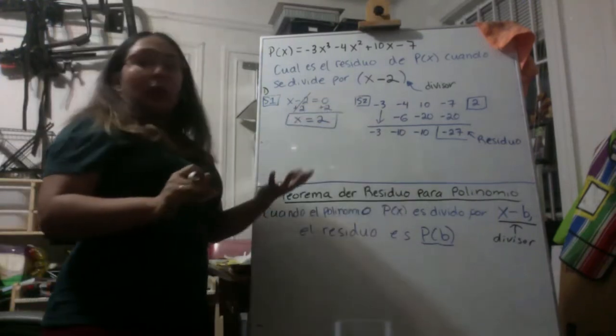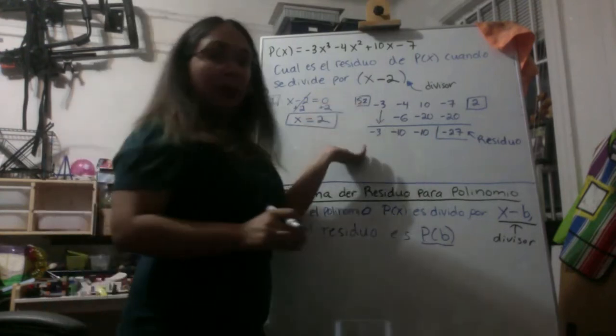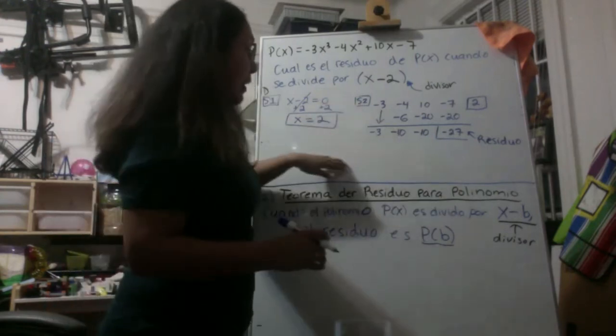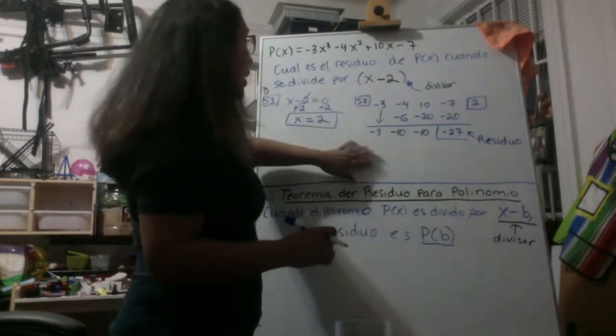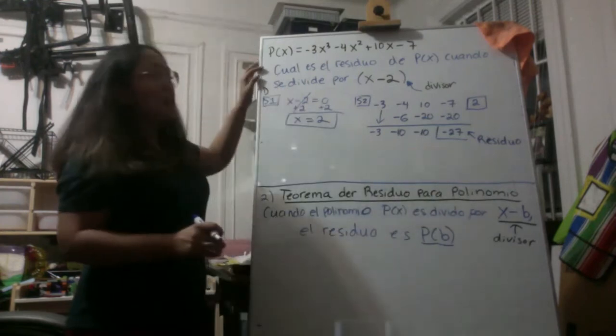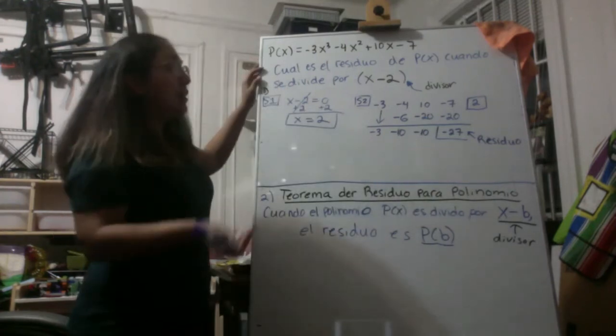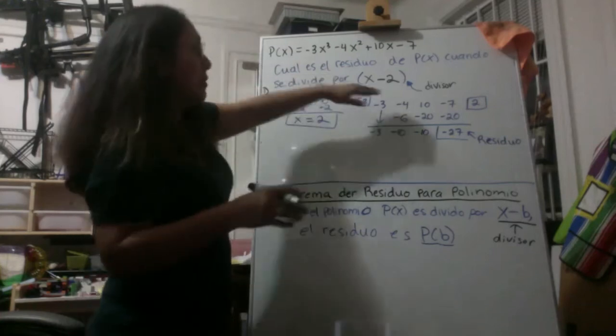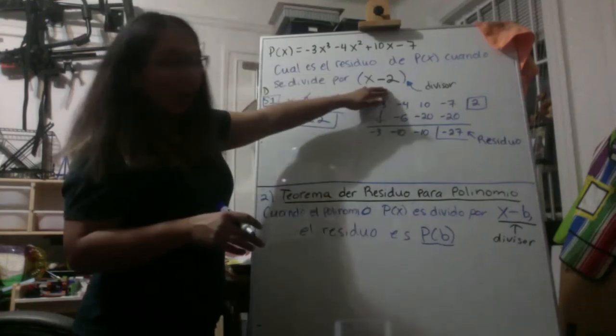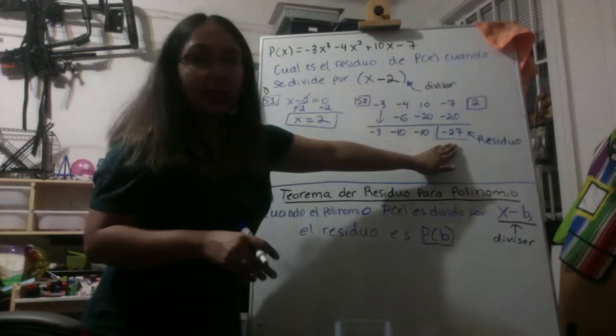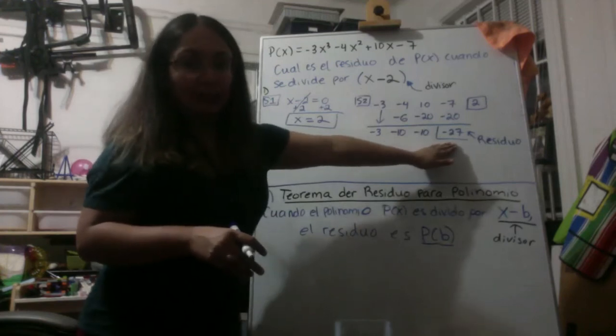Obviamente no voy a continuar al tercer paso para escribir la respuesta final cuando dividimos, porque la pregunta no es dividir, es encuentra el residuo cuando se divide por esta expresión. Entonces aquí ya tengo la respuesta: es negativo 27.